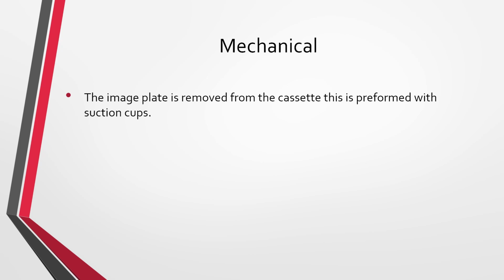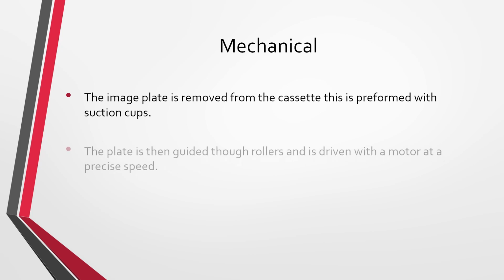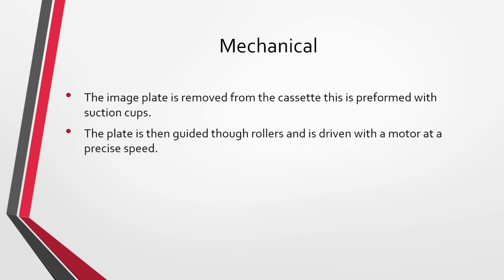But mechanically, the image plate is removed from the cassette. This is performed with suction cups. So when the image plate goes into the reader, or sits on top of the reader, sometimes the cassette is opened by mechanical means, and then the image plate is removed from the cassette. By suction cups, the plate is then guided through rollers and is driven with a motor at a precise speed. The motor must be a constant speed or banding will occur.